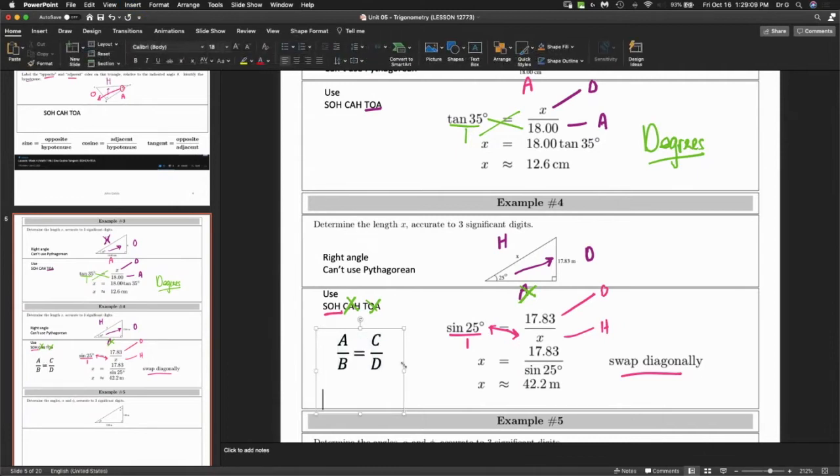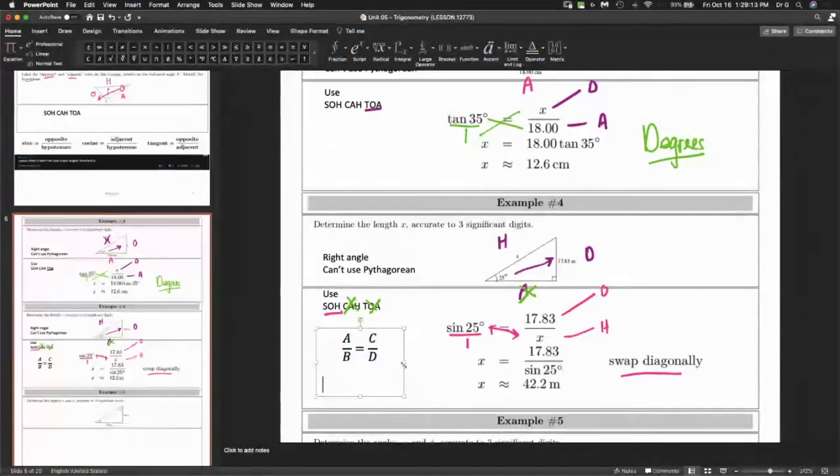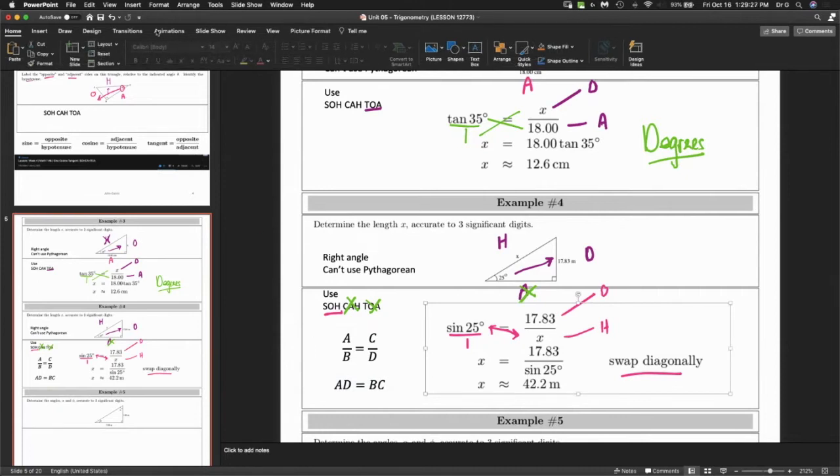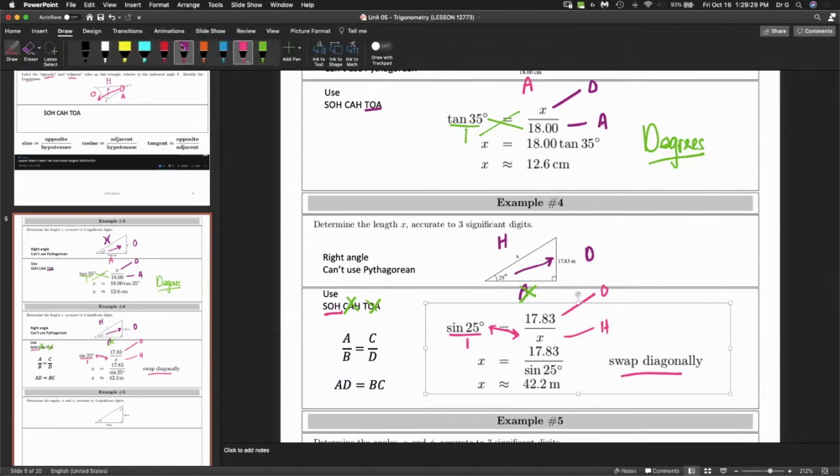What happens when you cross multiply? Can someone tell me what you get when you cross multiply that? A what? How does it go? Cross multiply? AD equals BC. Beautiful. Okay. It's okay, you meant to put an equal sign. I gotcha.